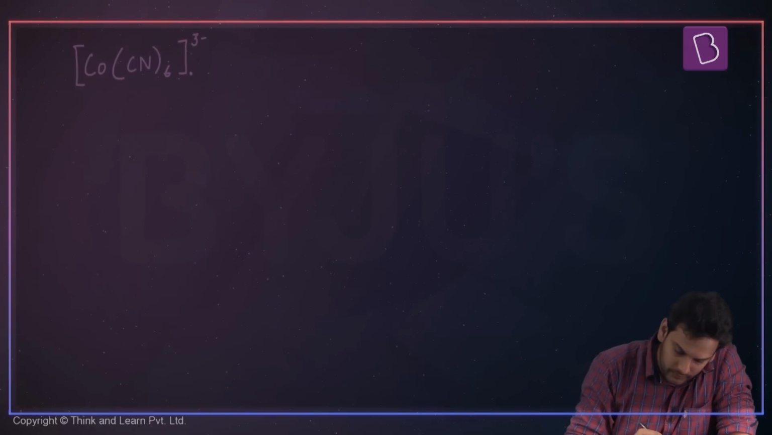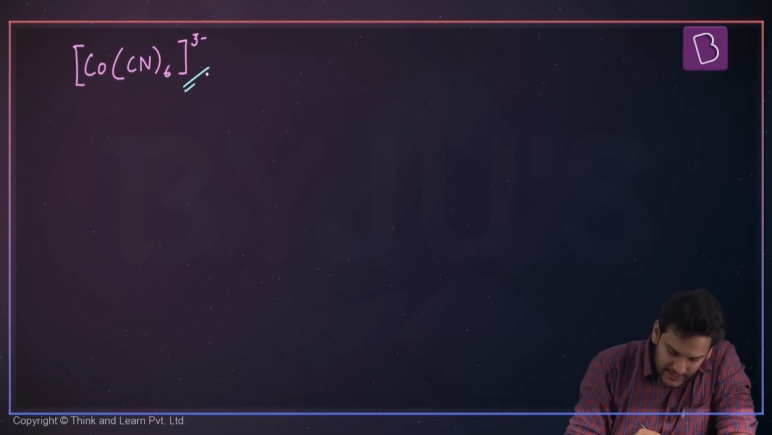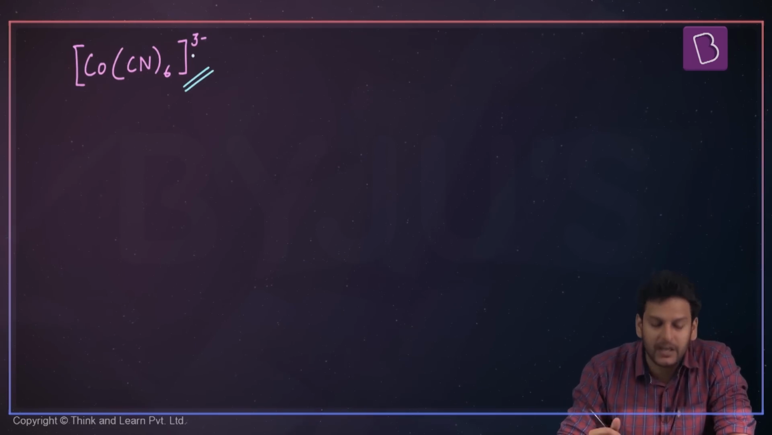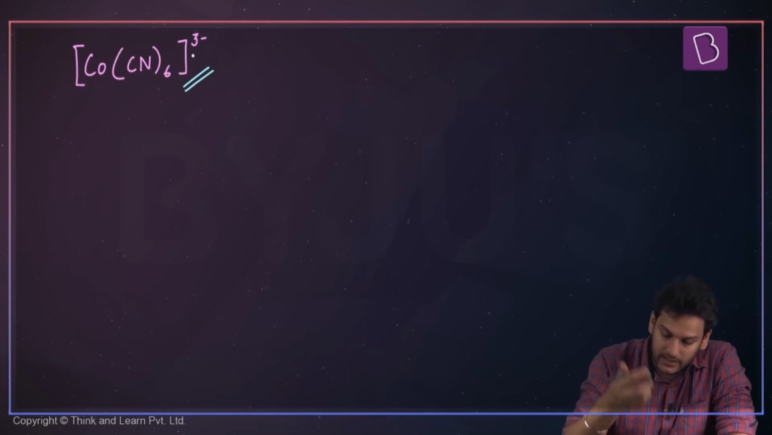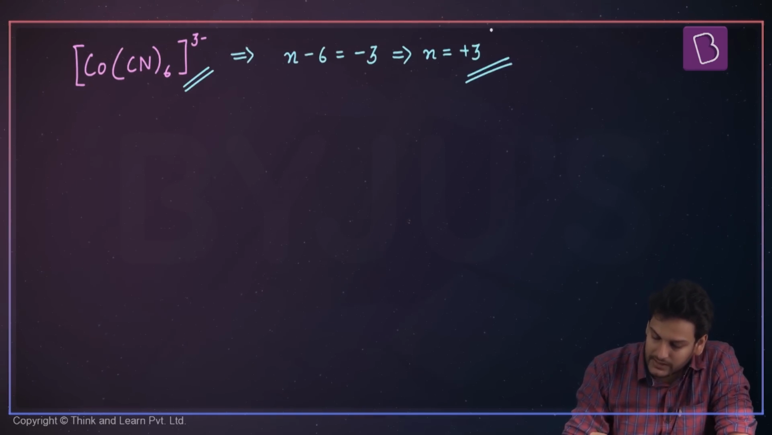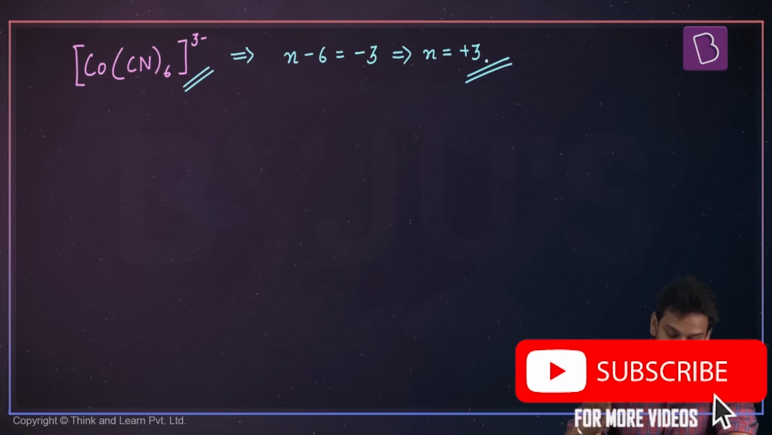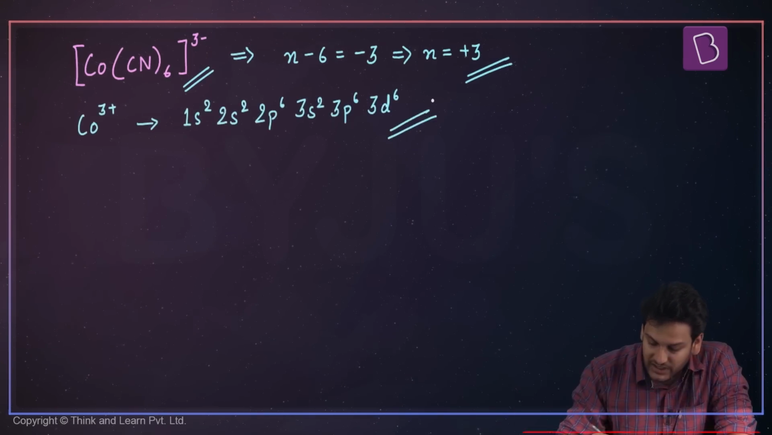Now in this question, we have to figure out the unpaired electrons and whether it is a low or high spin configuration. The complex given is [Co(CN)6]3-. First, let's figure out the oxidation number. We can easily figure that out as +3 here. And if I write the electronic configuration of Co3+, we'll get 3d6.